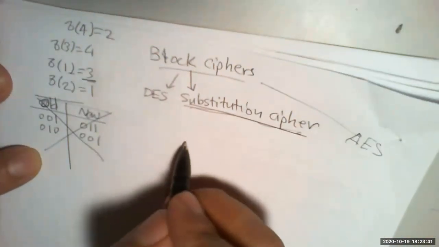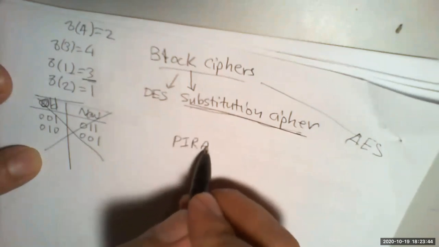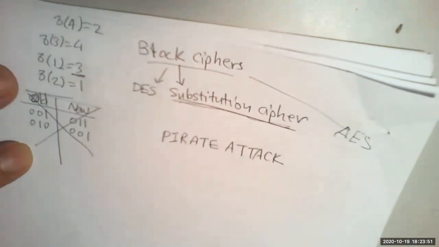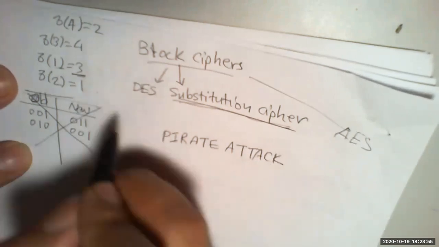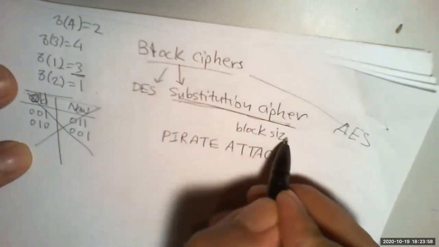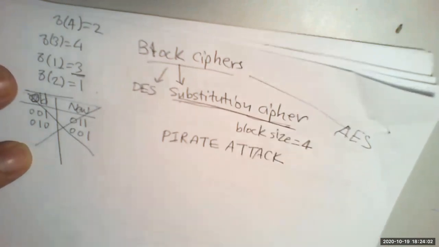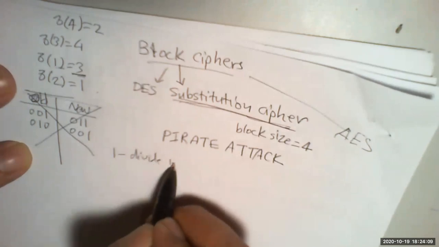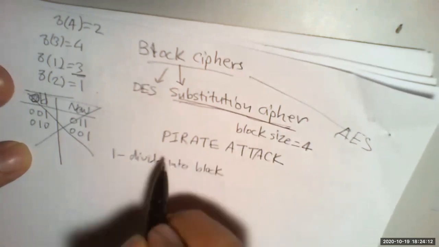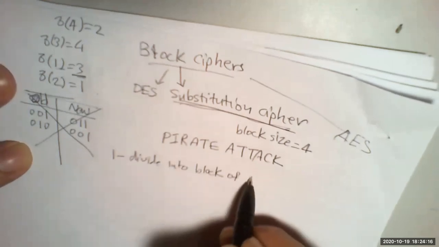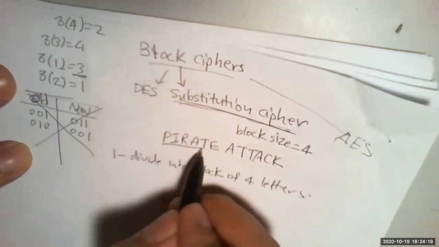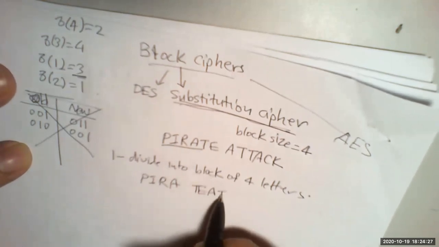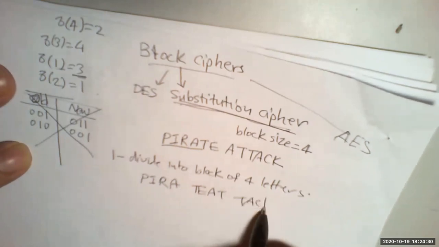Now, if I take an example, pirate attack, and I also know that N, the block size, equals 4. The solution starts like that. First, divide the input text into blocks of 4 letters. So this is P-I-R-A, the first block, T-E-A-T, the second block, and T-A-C-K, the third block.